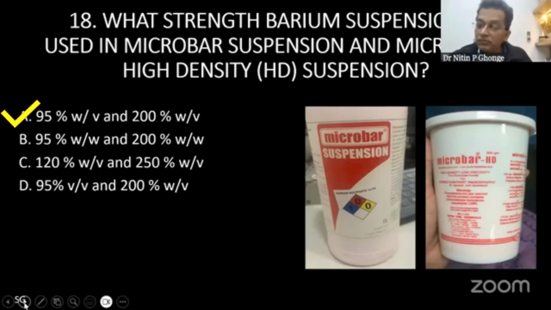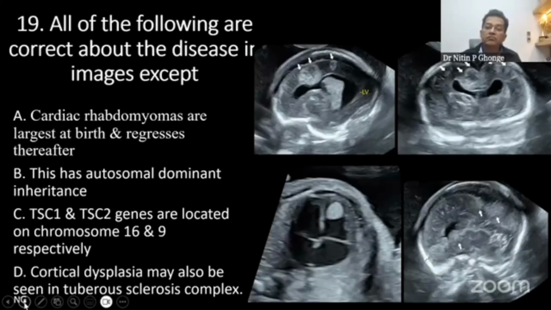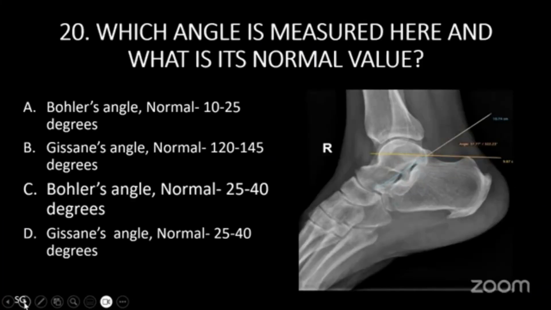So that's the answer. Here it looks easy, but it's not, because the diagnosis is simple. It's tuberous sclerosis. All are correct except C, where they have been reversed. The tuberous sclerosis complex 1 gene is in chromosome 9 and tuberous sclerosis complex 2 gene is in chromosome 16. That's the answer.